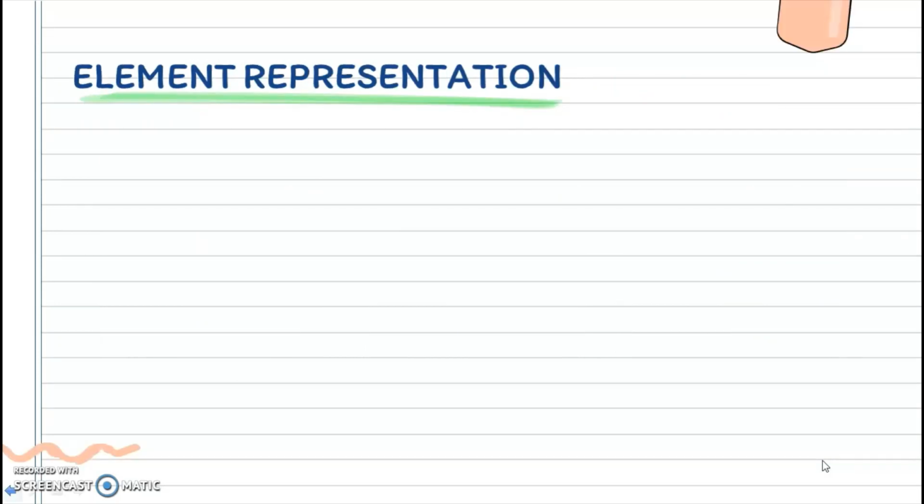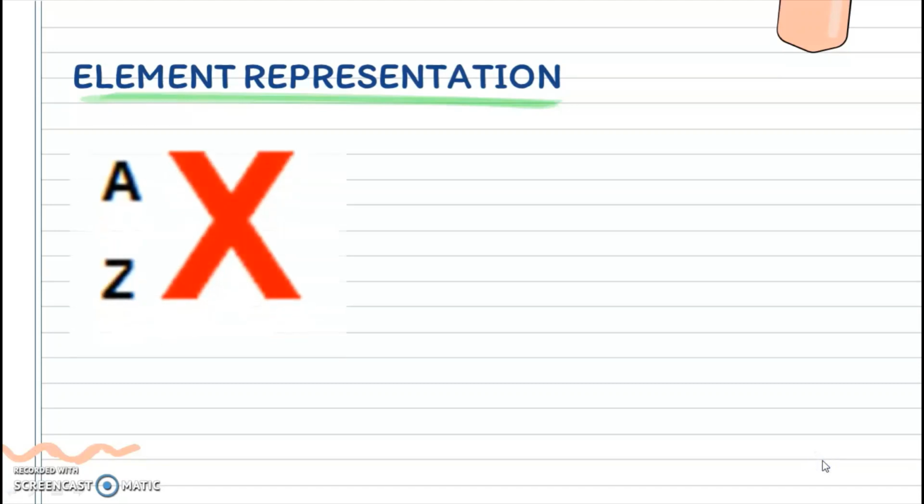Saan ba natin magagamit yung mga fundamental particles? Basically, they are found in the periodic table. Pero paano natin sila makikita sa periodic table? Let us look at the element representation. So, sa periodic table, makikita natin yung ganitong format. Pero ano ba yung ibig sabihin nito? So, tignan natin siya isa-isa.